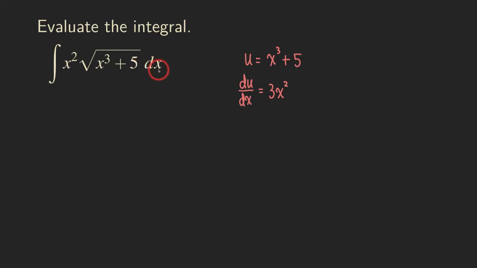We also need to replace that dx when we make a u substitution. And so what do we do here? We can treat the du and the dx as differentials. So we can actually multiply both sides by dx so that we can get the du by itself. And so if we do that, then we are going to get du equals 3x squared dx.